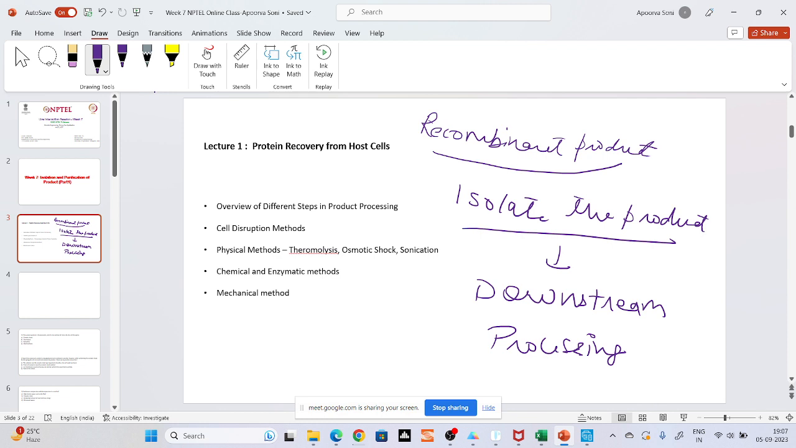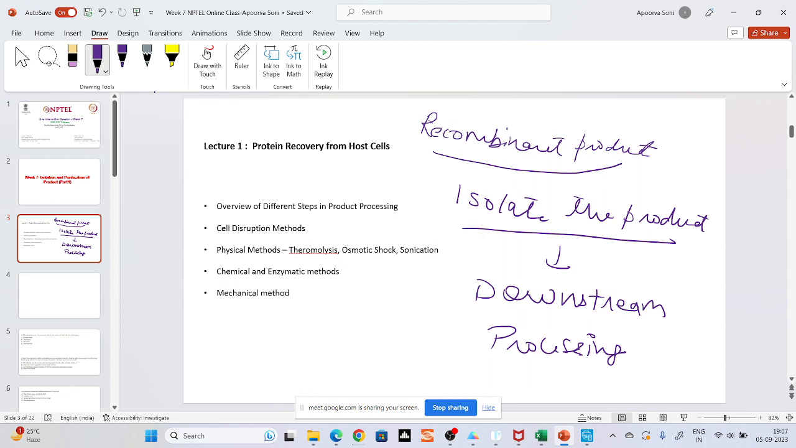Let's assume what we have to do when we do the downstream processing. Suppose in a cell I have my recombinant protein. What is the first thing that I have to do? First of all, I have to disrupt the cell, I have to lyse the cell. Whenever I lyse the cell, only then will I have everything that is inside the cell, which has my protein of interest also.